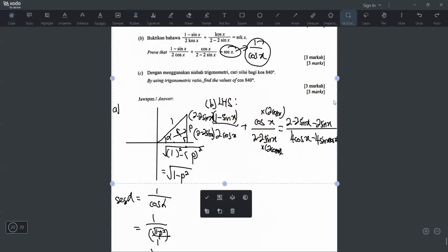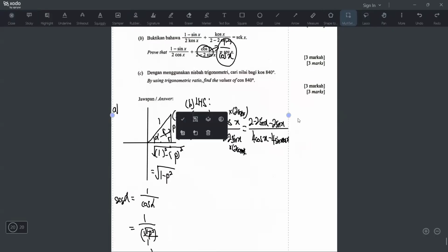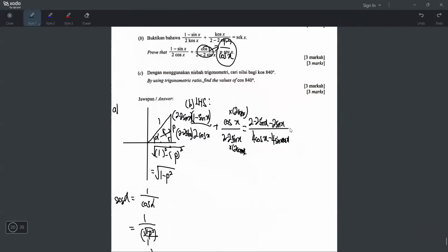Okay, but I need more space. So wait. Let me get more space. Okay, so where was I? 2 times 1 is 2, okay? Negative 2 sine x, negative 2 sine x. Okay, negative 2 sine x times negative sine x is positive, right? Positive. But then it's 2 sine x times sine x is 2 sine square x. And then don't forget the plus. And then the cos x times 2 cos x is 2 cos square x. Like this, right? Okay, now continue.